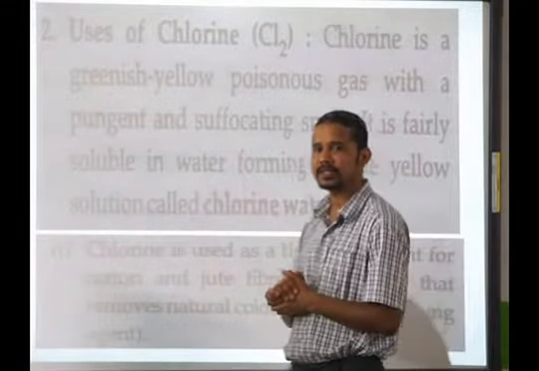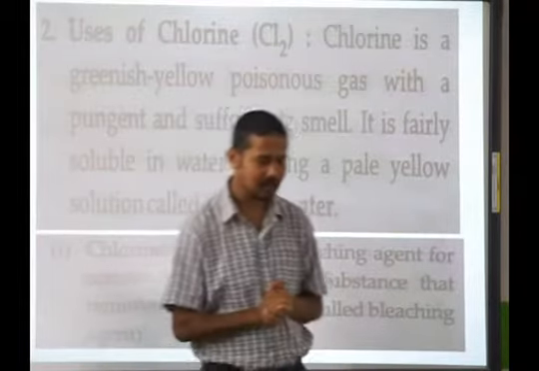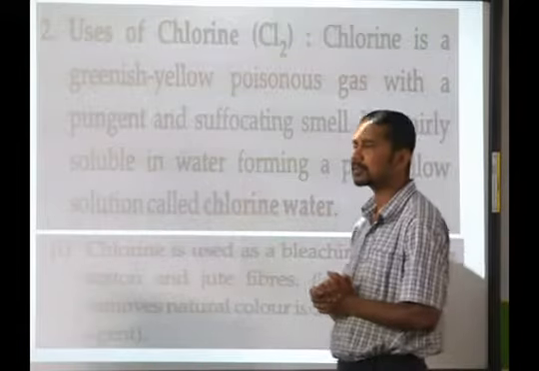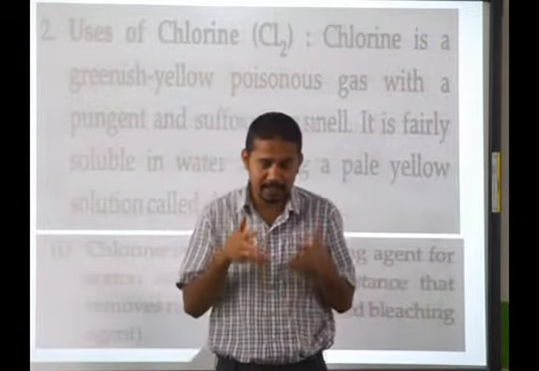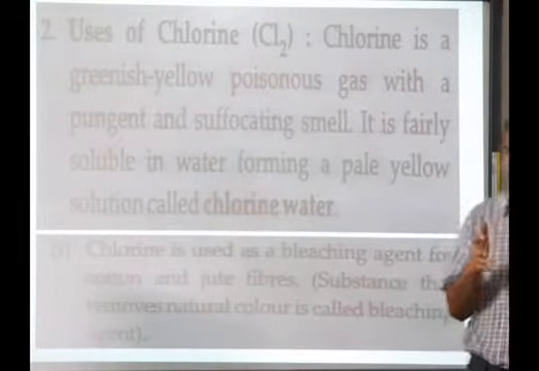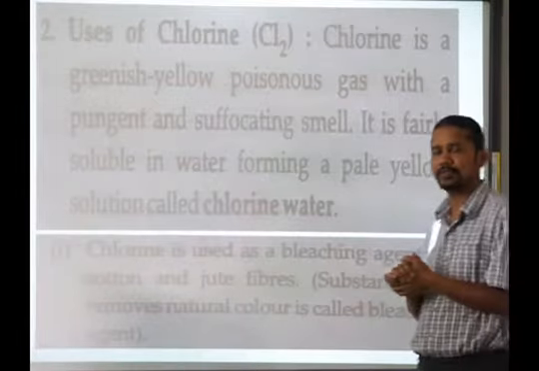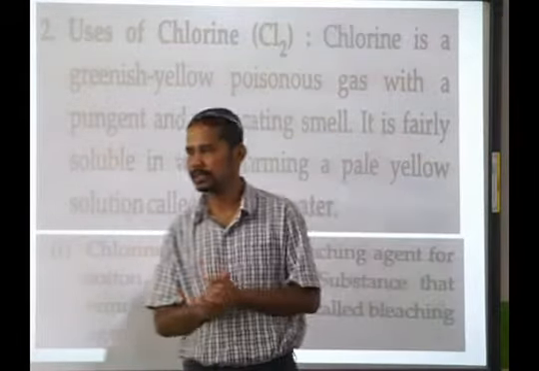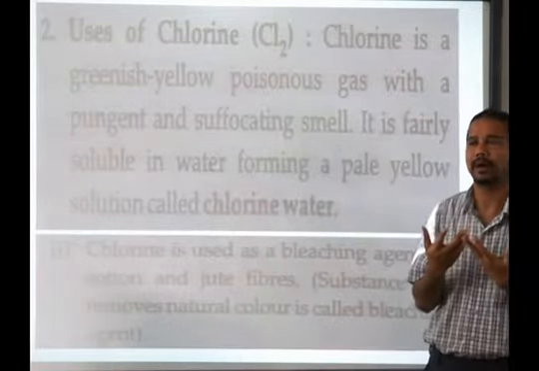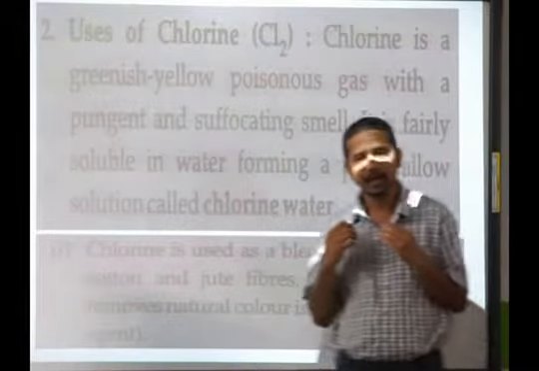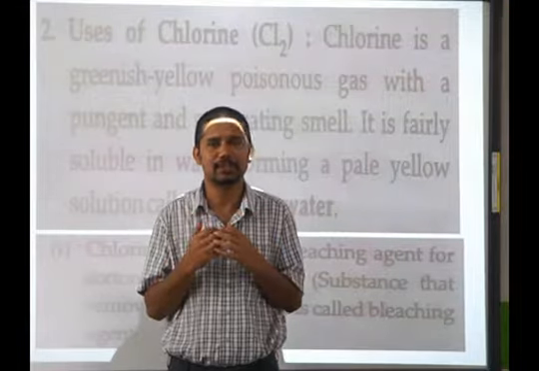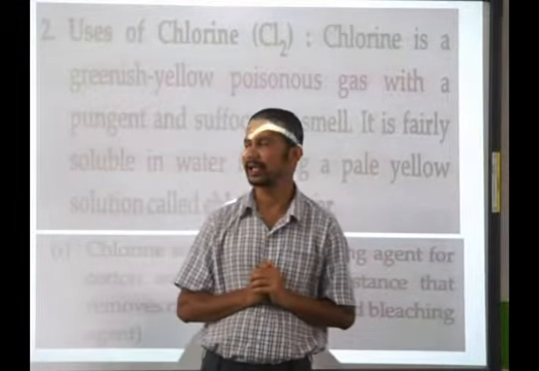Chlorine is a greenish-yellow poisonous gas with a pungent and suffocating smell. If you happen to get the fumes of chlorine gas, it is pungent and you feel like you are struggling to breathe. So it's suffocating, and the smell is really very pungent. It's an unbearable smell.